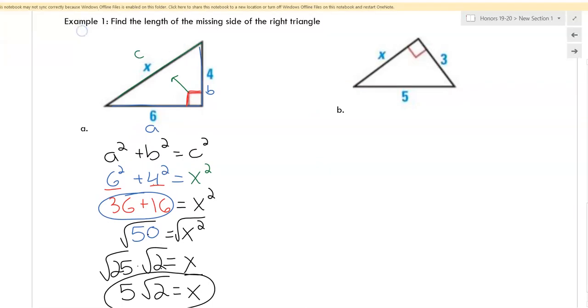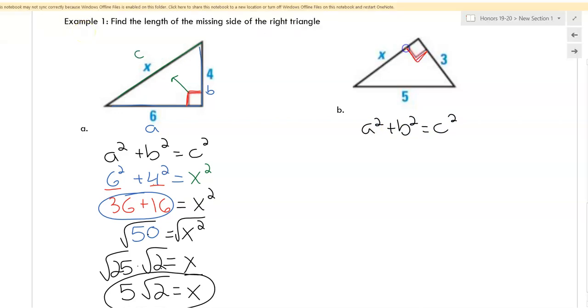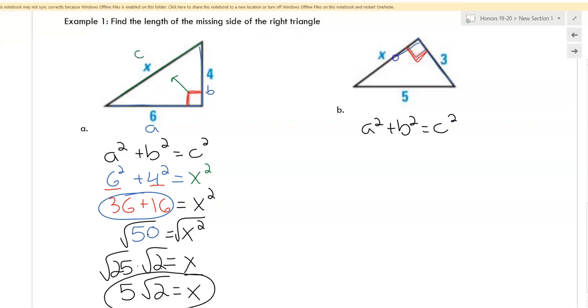Here, again, we want A squared plus B squared equals C squared. To figure out where A, B, and C are, well, here's my right angle. A and B are my legs. And again, it doesn't matter which one's which. And C is my hypotenuse. So plugging those in, I have 3 squared plus X squared equals 5 squared.